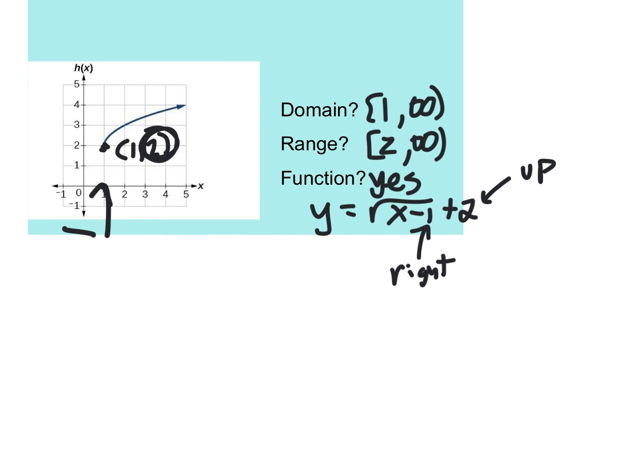It's like the parent function got moved right 1, and I know that seems like it's to the left, but you can't trust stuff on the inside. So the stuff on the inside is horizontal, inside. The stuff on the outside is vertical, on the outside.